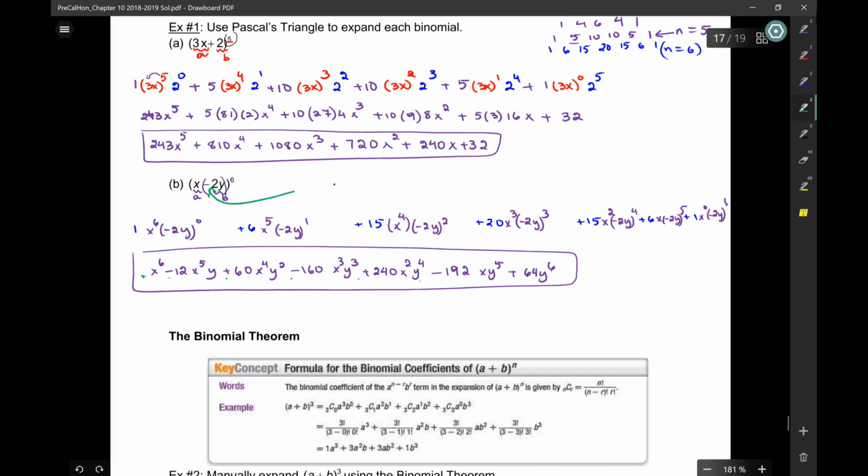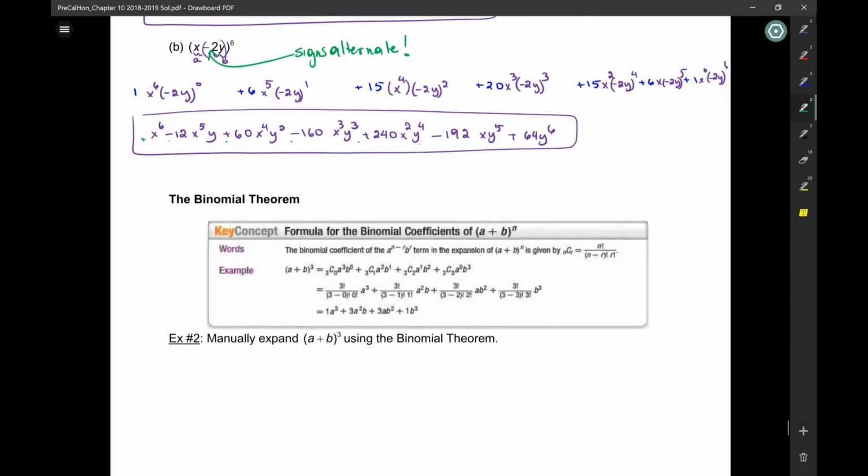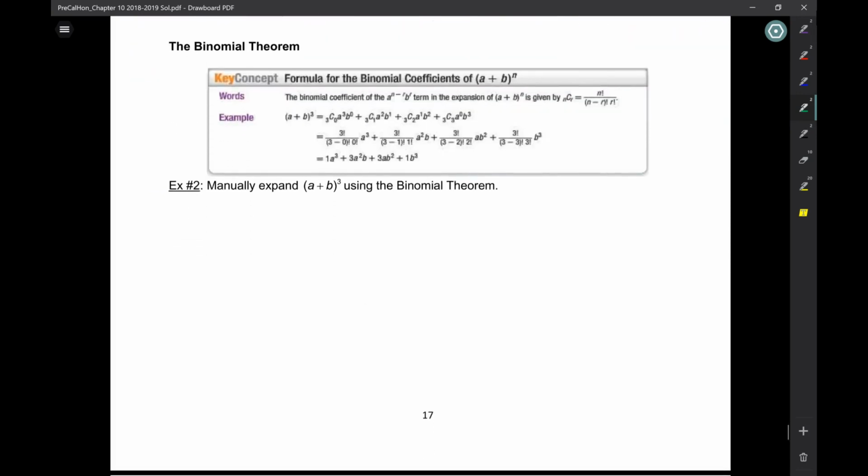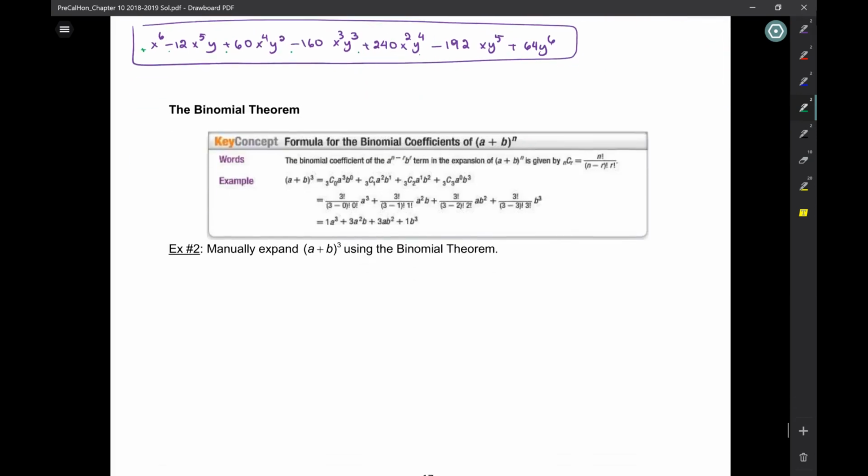So if there is a negative here, the signs will alternate. Okay, so if you get really quick at it, if there is a negative, you could just ignore the negative at first, and just alternate signs in the end. Okay, but be careful. Don't do that until you're very, very sure of what you're doing. All right, now this was just binomial expansion.